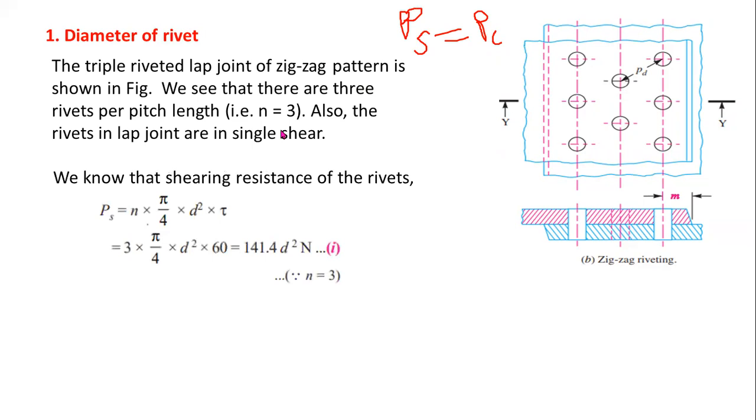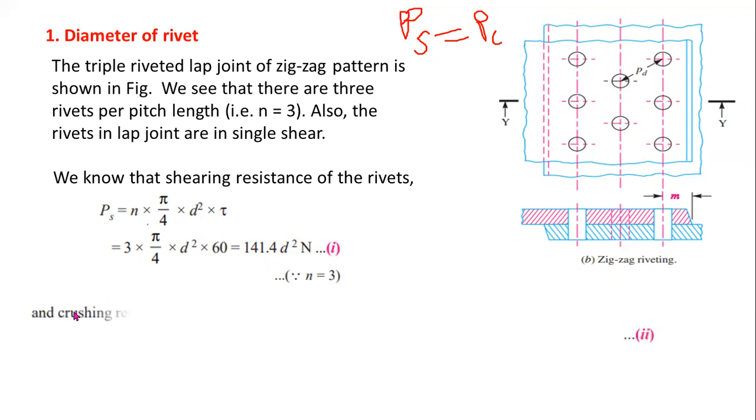This is the formula for PS, the shearing strength. Here the given question is a lap joint. For lap joints, you have to consider single shear. This is the formula for single shear. N equals 3 for a triple riveted joint. Here you can observe there are 3 rows of rivets, so for 3 rows you have to consider N equals 3. That means triple riveted lap joint. D is the diameter of the rivet, tau is the shear stress. Now PS equals 141.4 D square Newtons.